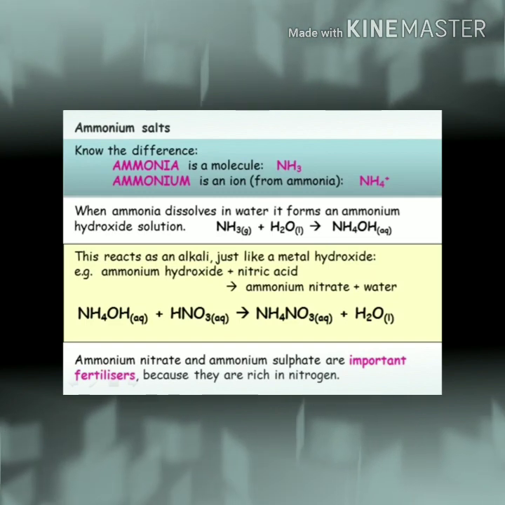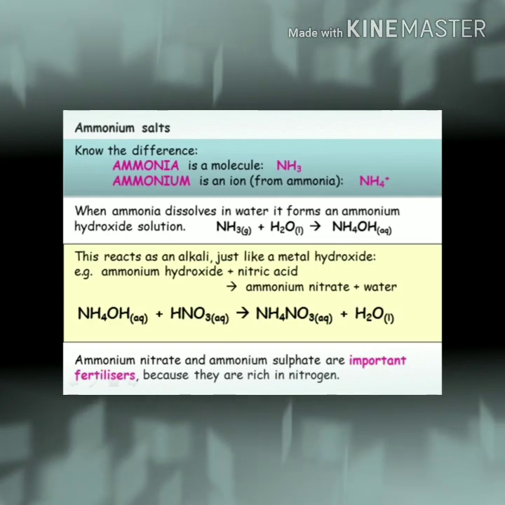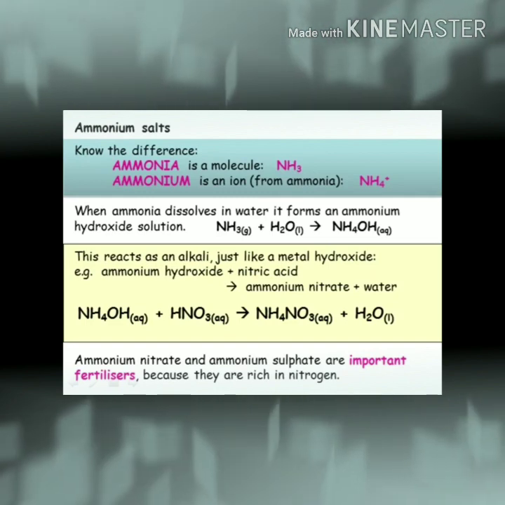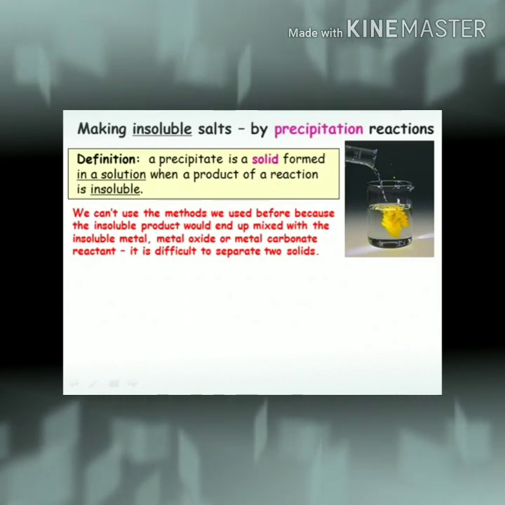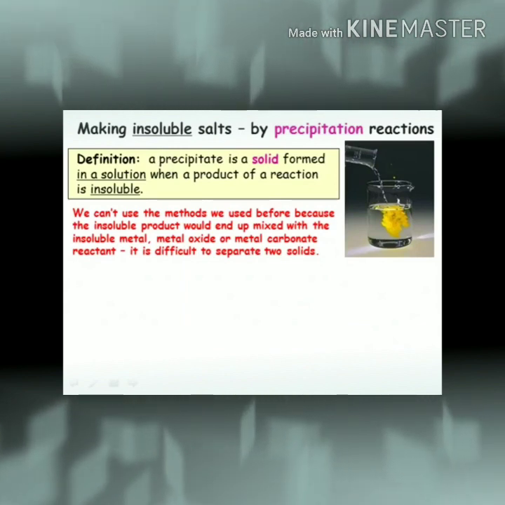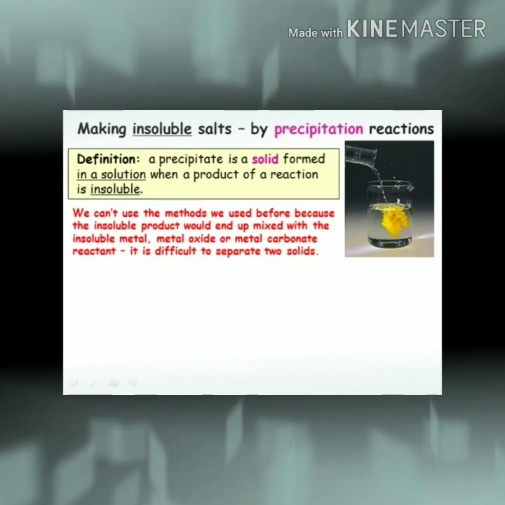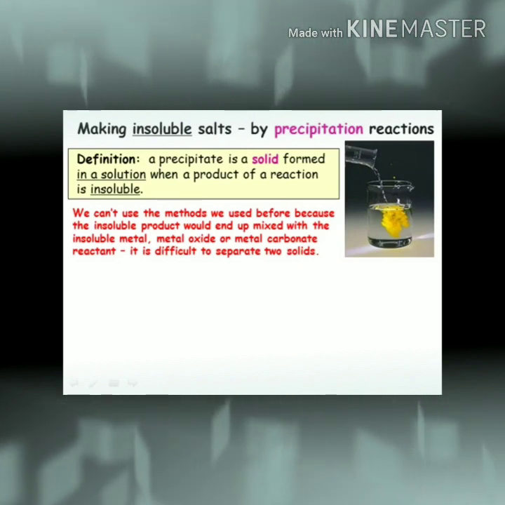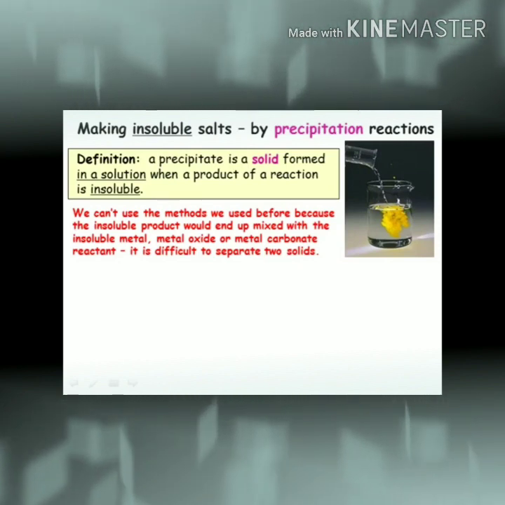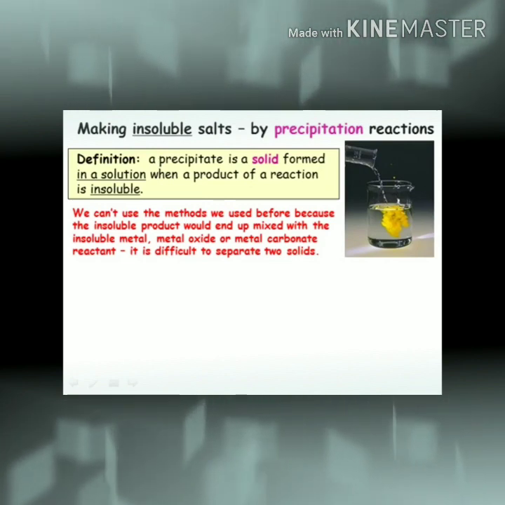Here is the equation you can see. Ammonium nitrate and ammonium sulfate are important fertilizers. It is actually useful in our day-to-day life also. And making insoluble salt is pretty interesting to know.